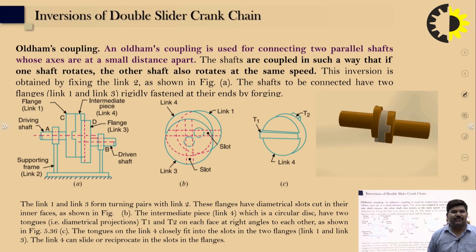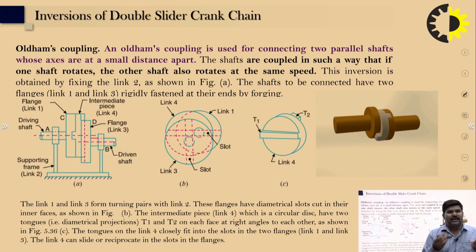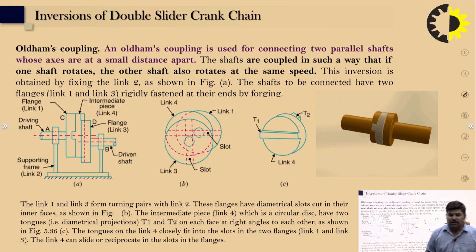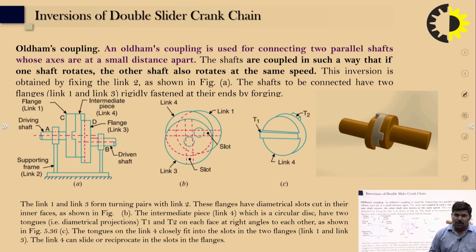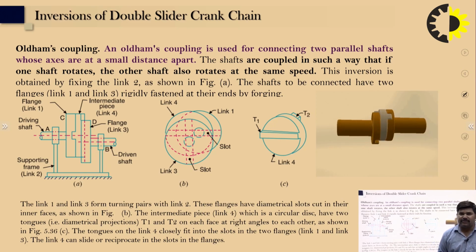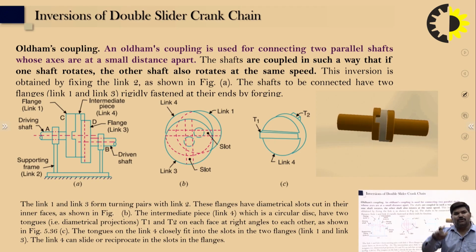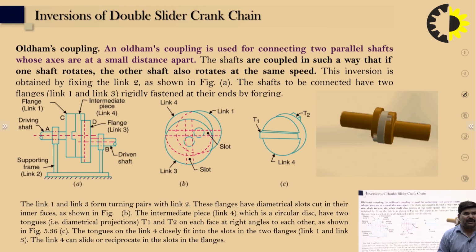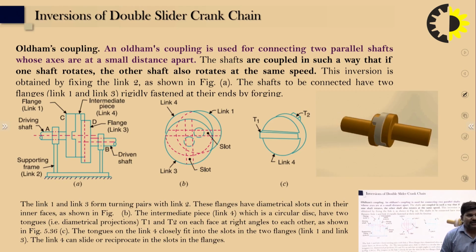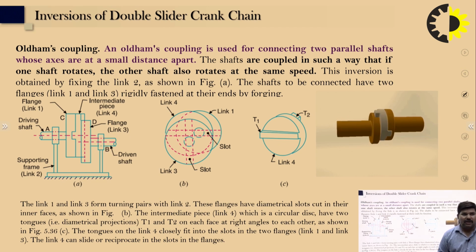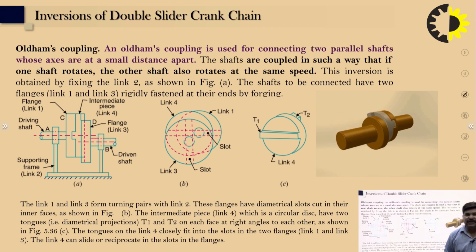Suppose there are two shafts connected; the Oldham coupling is used for shafts whose axes are a small distance apart. The shafts are coupled in such a way that if one shaft rotates, the other shaft also rotates at the same speed. In this case, the inversion is obtained by fixing link 2, and the shafts are connected to the two flanges, link 1 and 3 in this figure, rigidly fastened to the ends of the shafts.